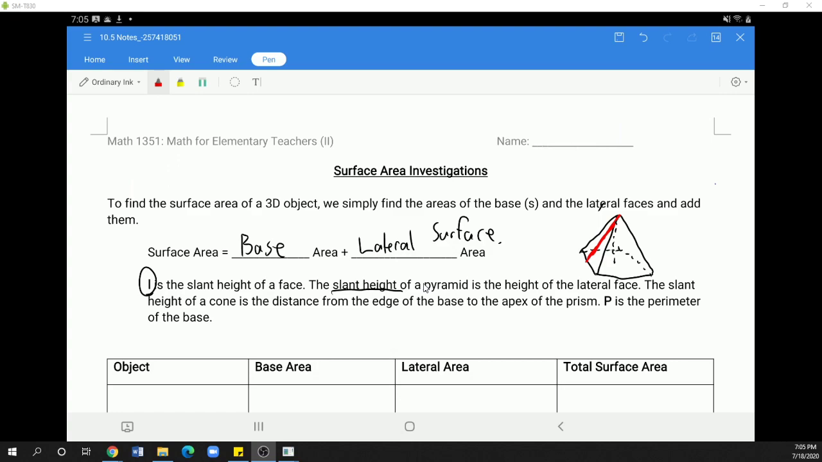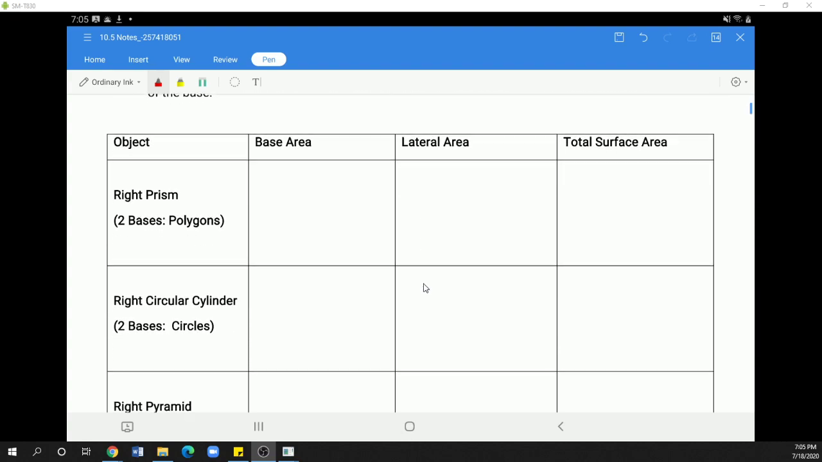One thing that a lot of students can get confused about is the slant height is different from the height. The slant height's always going to be bigger, and that's actually by Pythagorean theorem. But just try to keep that in mind when you're doing calculations. You're looking for the slant height for surface area, not necessarily the height. So don't get confused.